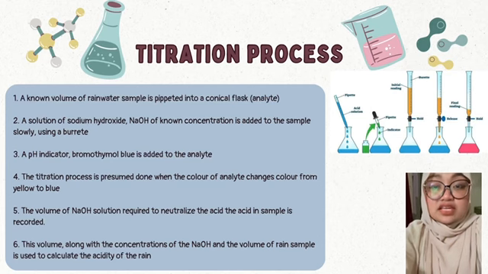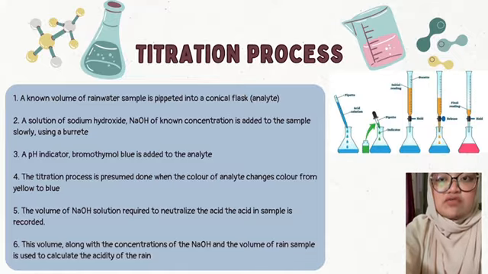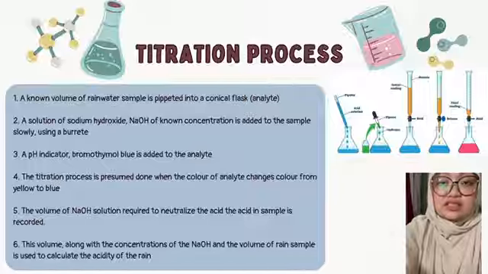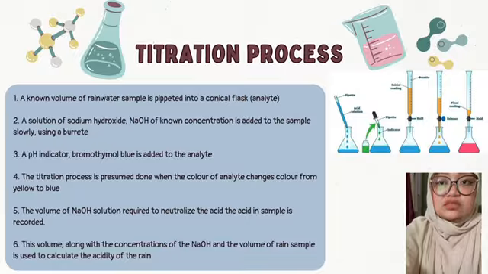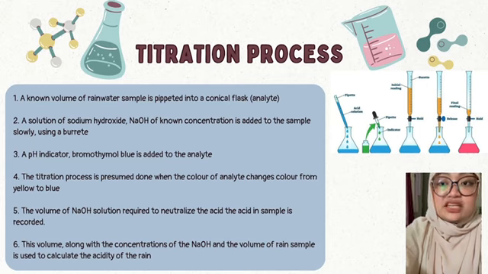The second method is the titration process. We have 6 procedures for this titration process. First, a known volume of rainwater sample is pipetted into a conical flask. Second, a solution of sodium hydroxide, NaOH, of known concentration is added to the sample slowly using a burette. Third, a pH indicator, bromothymol blue, is added to the analyte. Fourth, the titration process is done when the analyte changes color from yellow to blue.